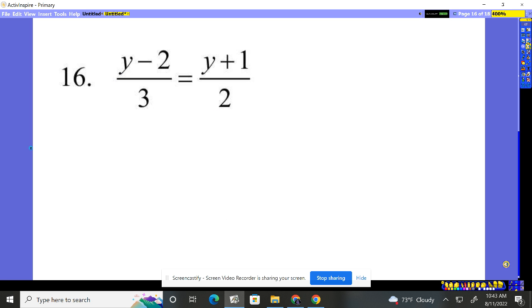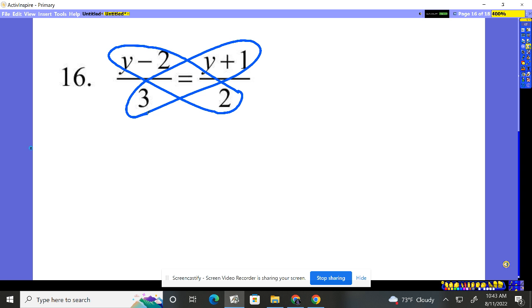Now, we could get rid of this dividing by 3 by multiplying by 3. That's possible, and then get rid of the dividing by 2, multiplying by 2. But if you have two fractions equal, I don't know if you remember back in middle school, the butterfly effect. It'll always be true if two fractions are equal, that these multiplied will equal these multiplied. So that's what we're going to do. We're going to say, hey, 3 times that y plus 1 piece has to equal 2 times the y minus 2 piece. And now we're just going to distribute through and solve for y.